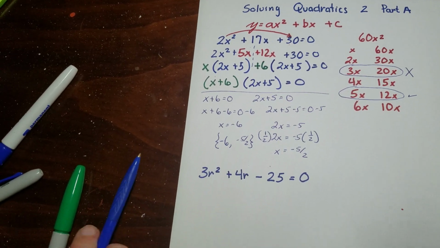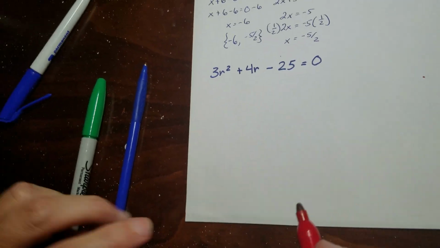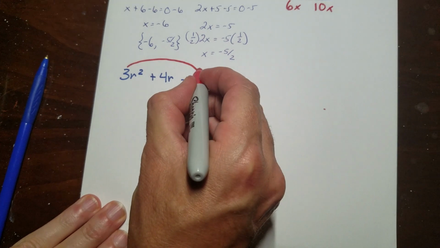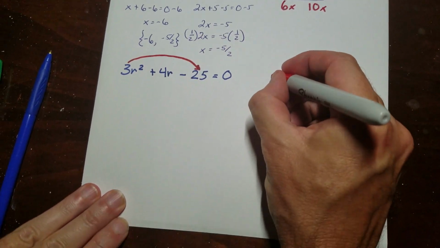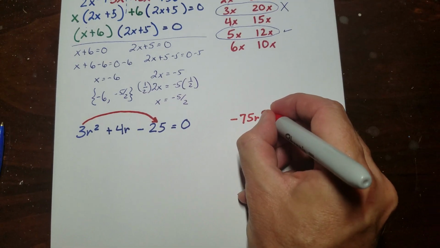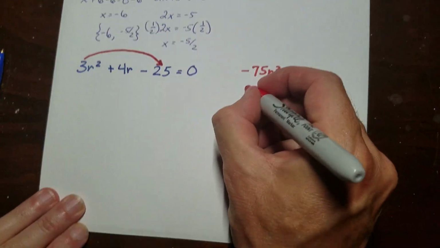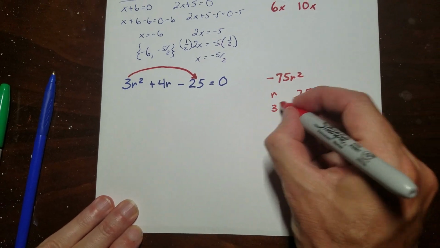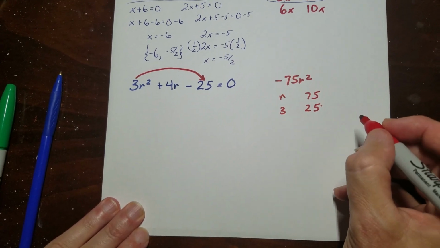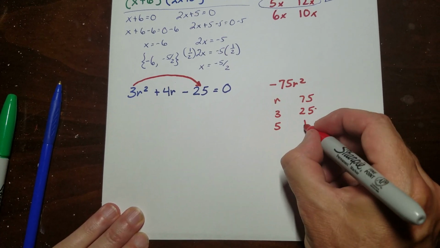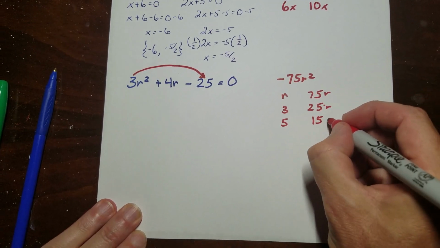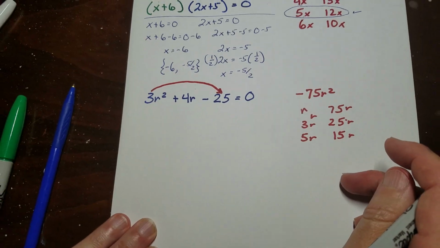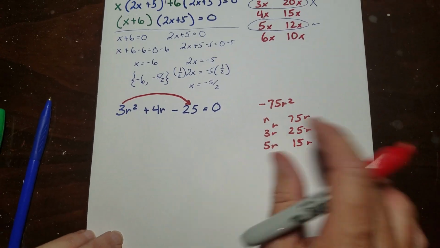Now I want to look at this one down here. This is something that sometimes comes up in the context of these problems. So I'm going to go ahead and start by multiplying my A term and my C term. That's going to give me a negative 75r squared. And so if I list all the factors here, I'm going to get 1 and 75, 3 and 25, 4 won't work, 5 would work with 15, and I think that's it. 6, 7, 8, 9, 10, 11, 12. Yeah, none of them will work. So that's all the factors I have.